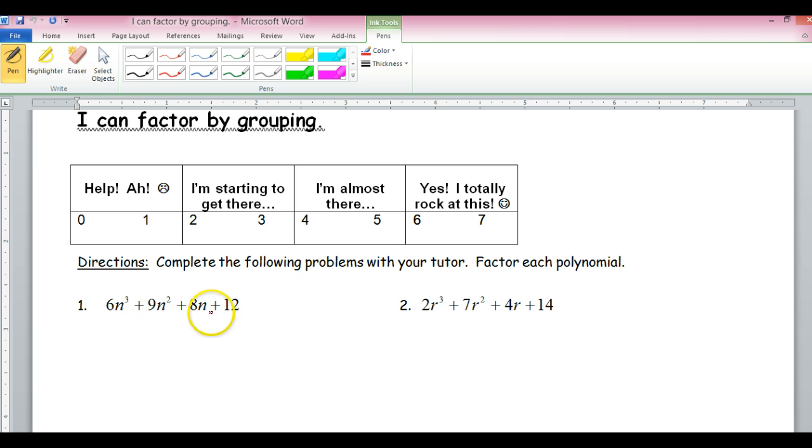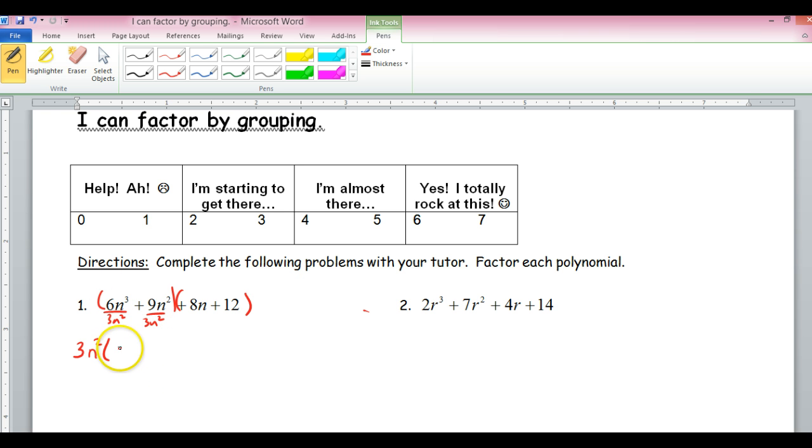So anytime you see four terms, first make sure it's in standard form and then group two terms and two terms. Once we group these binomials, you look for the greatest common factor in each one. I look at this first binomial. The greatest common factor between 6 and 9 is 3. And then you have n to the third and n squared, so you can pull out at least two n's. So our greatest common factor for this binomial is 3n squared.